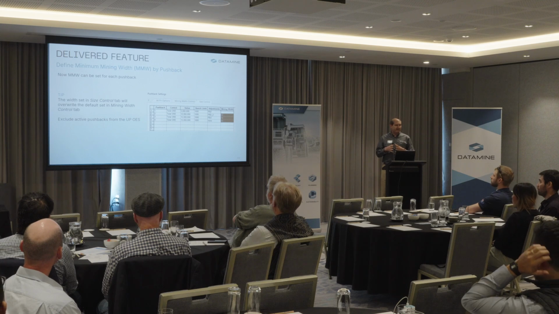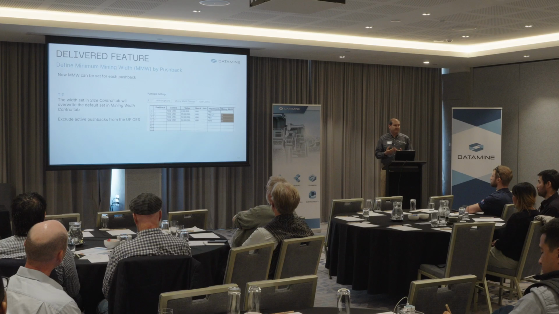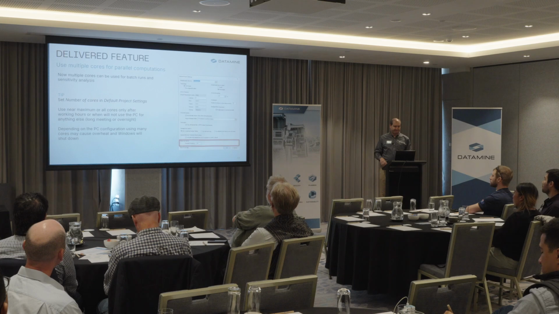When it comes to making pushbacks, about a year ago, we added an option to provide a different minimum mining width for every pushback. As you can see on the screen, all pushbacks that don't have a minimum mining width defined are using the default value defined on the previous tab. But for every pushback that you want to define next, you can provide the minimum mining width. Usually the small pushbacks you want to be a little bit smaller, and the next pushbacks can be bigger. It's up to you. You don't have to use it. We can leave all pushbacks at the default width.